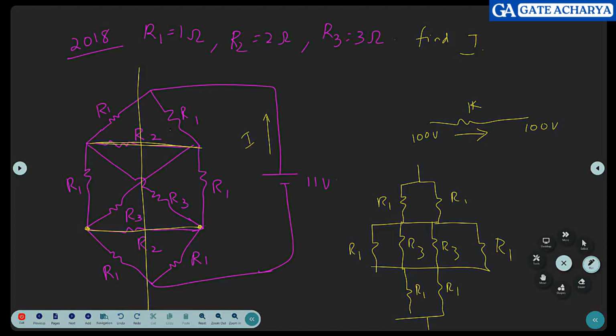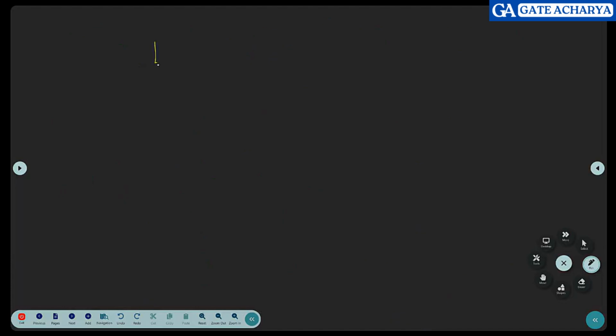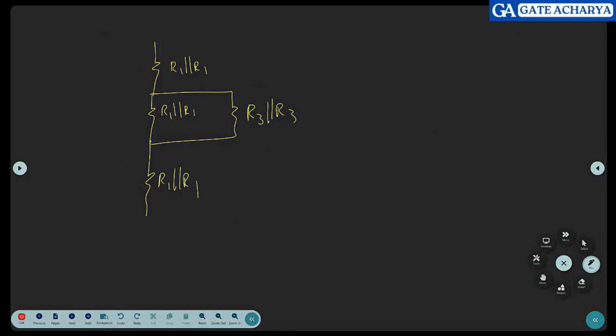So for people who have lost touch, the problem can be solved like this. 2R1 parallel. R1 parallel with R1, then parallel with R3, parallel with R3. Again R1 parallel with R1. So this is the net impedance. So this can be said as R1 parallel with R1 is 0.5.